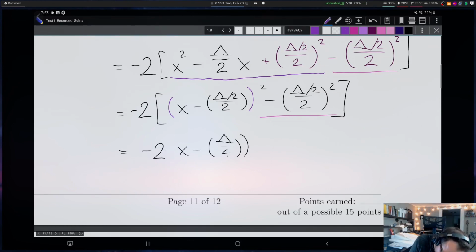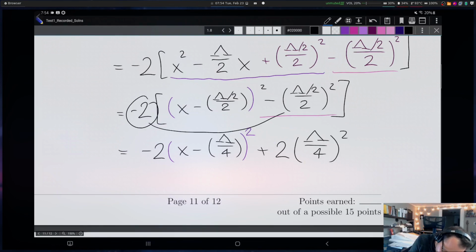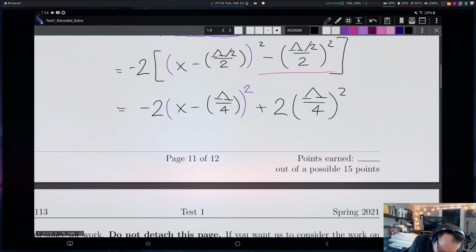So maybe I'll just do this in a different color since we have so many parentheses floating around. And I have, well, plus 2 times lambda over 4 squared, by taking this thing, multiplying it in, distributing it in to multiply that. And this is my vertex form, right?